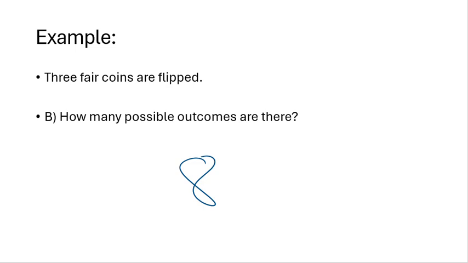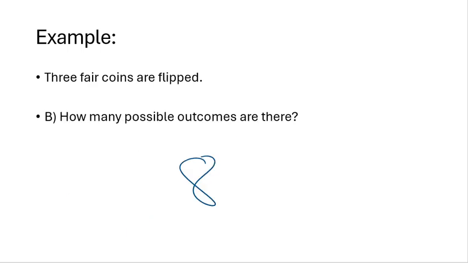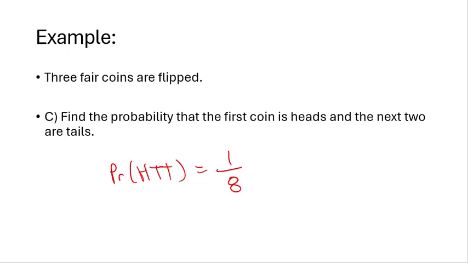All right. Part B says how many possible outcomes are there? You're just going to count how many outcomes there are. There are eight of them, so you just answer eight.